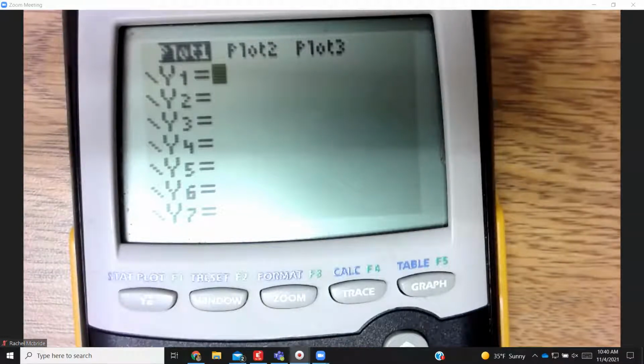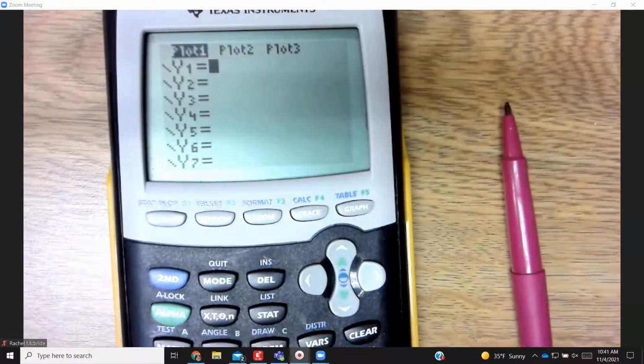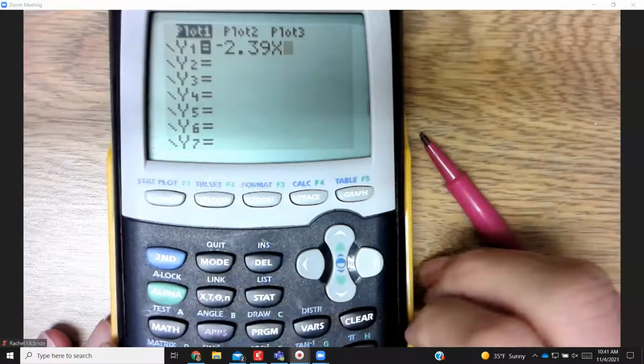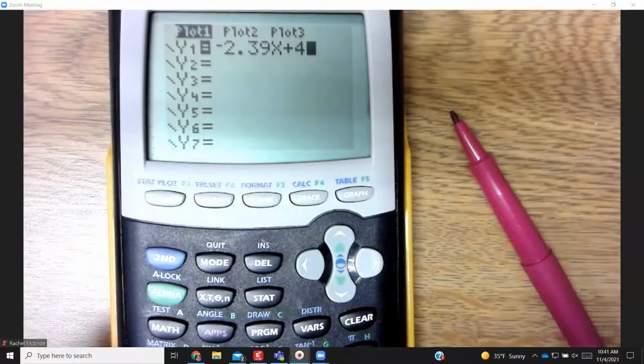Equation of the line in y1. So type in negative 2.39x plus, I forgot what it is, like 4,800 something. How do you get that? I'll show you. Okay. So if you've never typed in x on the calculator before, the x is the key right underneath mode. So it'd be negative 2.39. And if you look up, the x is the key right here under mode. Just hit that key right there. Plus 4823.050.